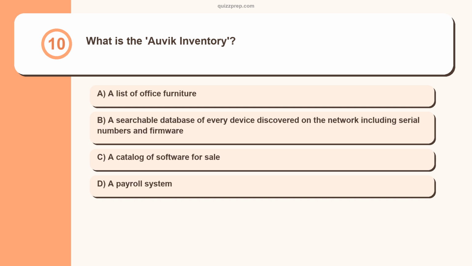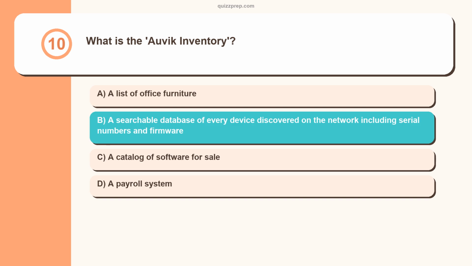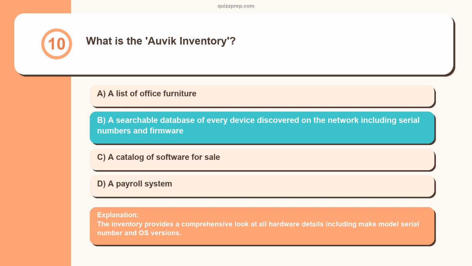Question 10. What is the Auvik inventory? A list of office furniture. A searchable database of every device discovered on the network including serial numbers and firmware. A catalog of software for sale. A payroll system. The inventory provides a comprehensive look at all hardware details including make, model, serial number and OS versions.